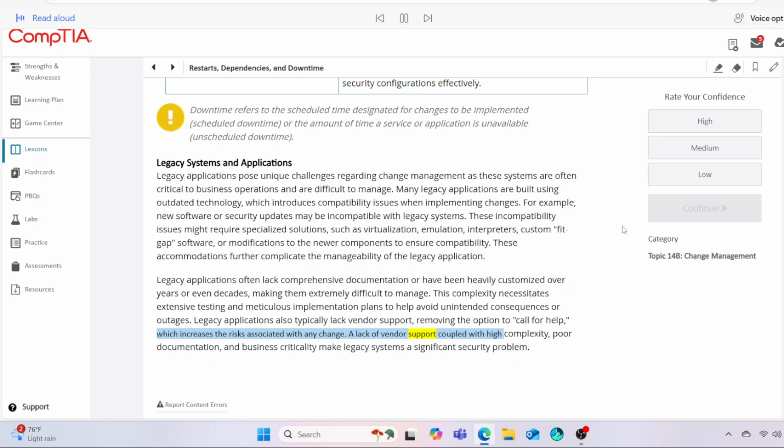A lack of vendor support coupled with high complexity, poor documentation, and business criticality make legacy systems a significant security problem.